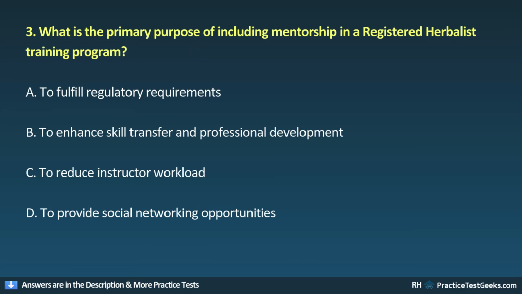3. What is the primary purpose of including mentorship in a registered herbalist training program? A. To fulfill regulatory requirements. B. To enhance skill transfer and professional development. C. To reduce instructor workload. D. To provide social networking opportunities.